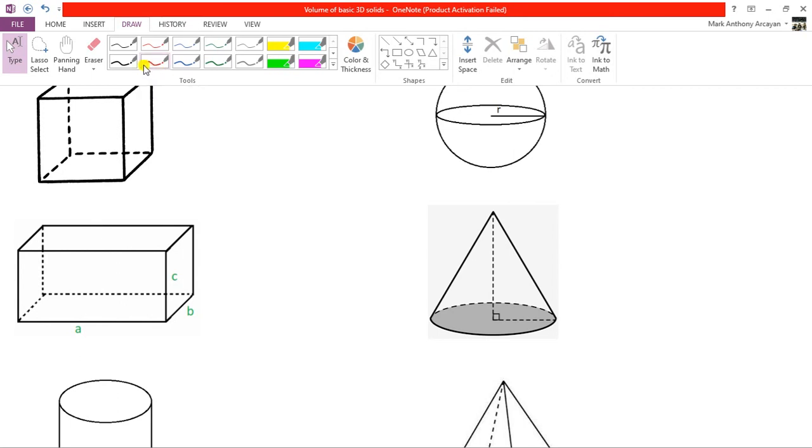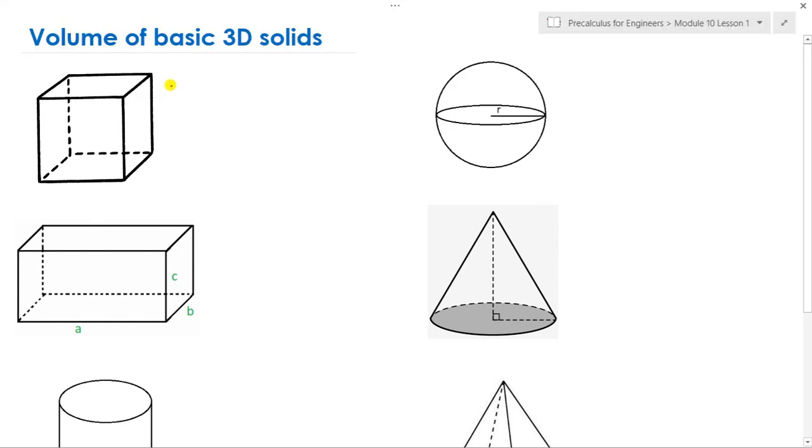Okay, so let's start. So I will discuss to you the formula for the volume of the basic 3D solids, and then we will go to some intricate na mga 3D solids. So here, let's start with this first figure or this first 3D solid. So unsa man siya, unsa may tawag ani niya, kaning pinakauna. This is just a review.